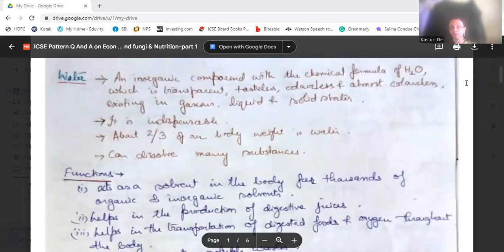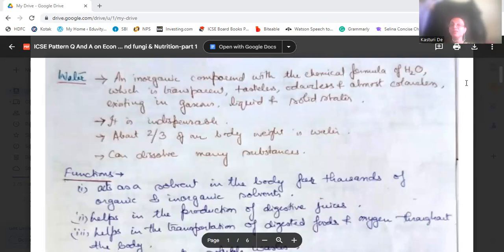So water. Okay, water is a constituent of food which we take, and that is a very important constituent. It is an indispensable substance which is needed for our body because 2/3 of our body weight is water.